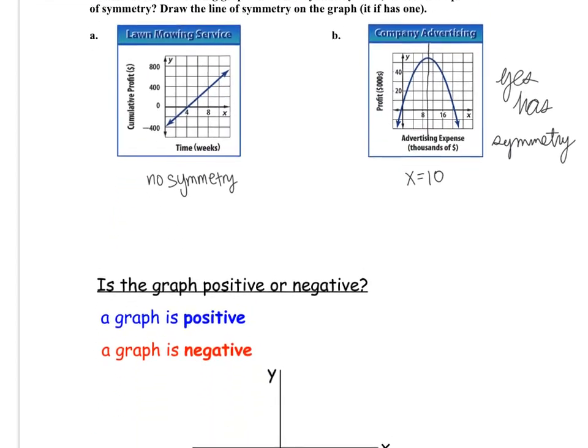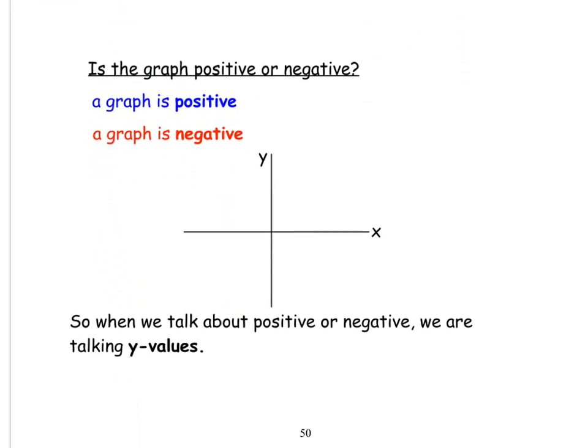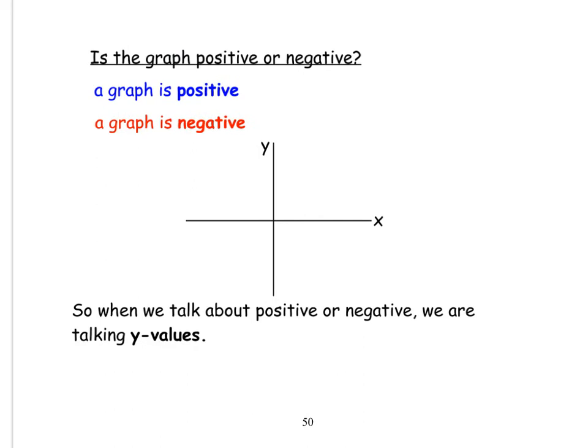Then down to the next example. These are notes that you're going to have to fill out. So we're going to talk about if a graph is positive or negative. So if I draw a graph like this, we can determine what parts of the graph are positive and negative.